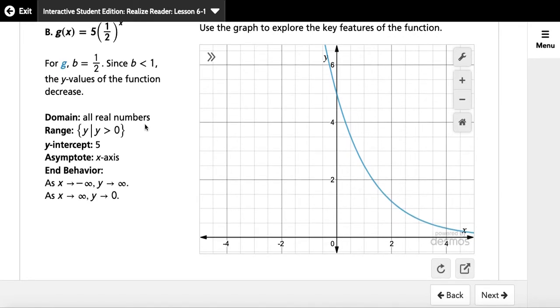The domain is all real numbers still. The range is still values greater than 0. This time the y-intercept is 5 because the a value was 5. In the previous one, the a value was 1. So that's why the intercept is right there, it's 5. The asymptote is still the x-axis. This time as x approaches negative infinity, the value approaches infinity. And as x approaches infinity, the y value approaches 0. So it's kind of the opposite of the previous one.